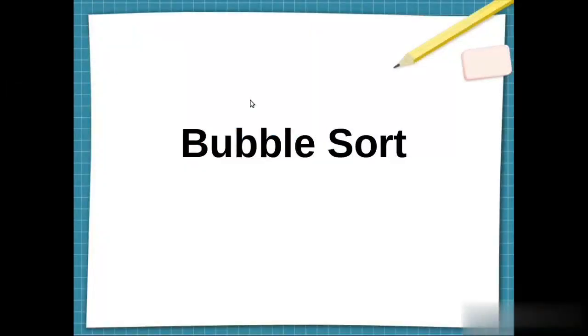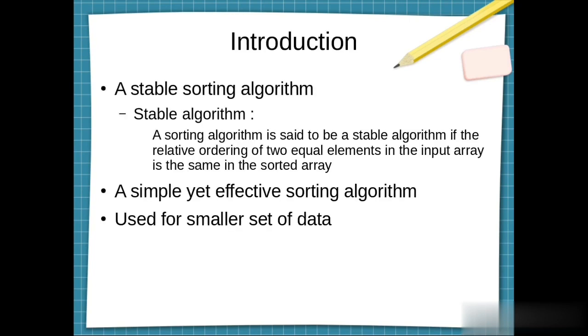Hello learners, let's see a simple sorting algorithm, bubble sort. Bubble sort takes in a list or an array of elements and sorts them into order. It is a very simple but effective sorting algorithm. Bubble sort is a stable algorithm.